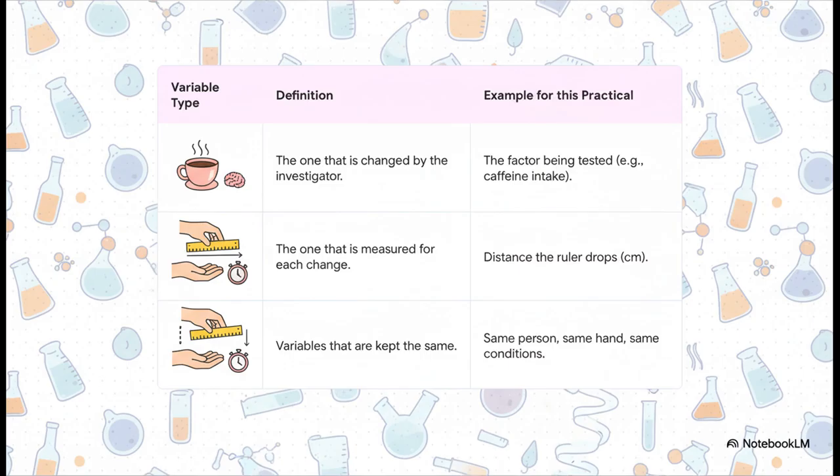And then you have the control variables. That's everything else you must keep exactly the same to make sure it's a fair test, like using the same person, the same hand, and making sure there are no distractions.